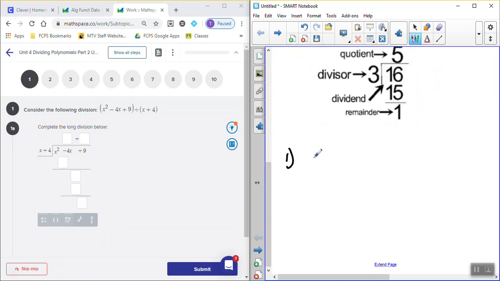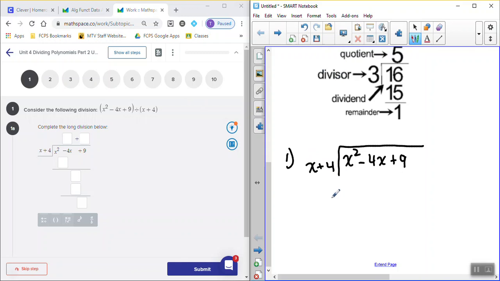So we have here the numerator, or what do we call this, the dividend, okay? We're going to write this out: x squared minus 4x plus 9, okay? And then we're going to put the long division symbol, so you just write it like this, okay? Sometimes you'll see a little curvy one, but this is fine. And then whatever we're dividing by, the divisor, we're going to write it over here. So you have x plus 4, okay?